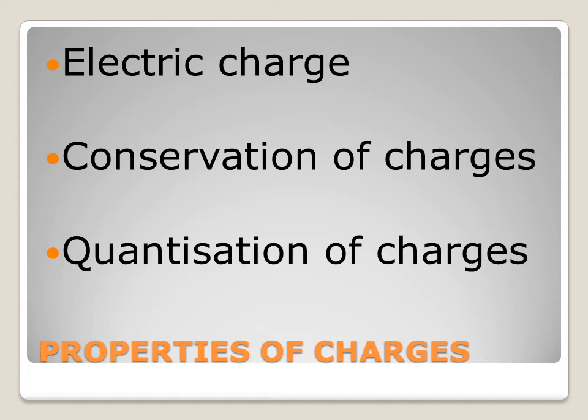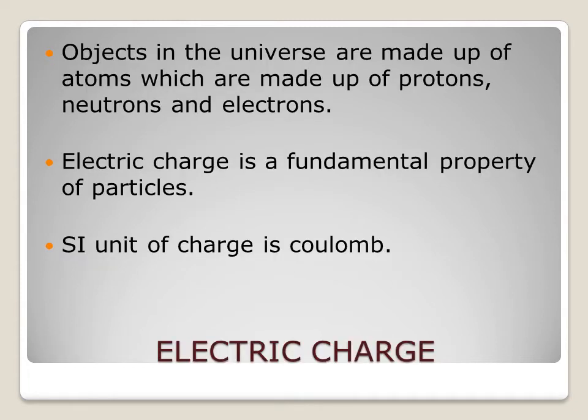If you see the properties of charges, the first one is electric charge, the next one is conservation of charges, and the third one is quantization of charges. The first one, electric charge. Objects in the universe are made up of atoms which are made up of protons, neutrons, and electrons. Electric charge is a fundamental property of particles. So every particle will produce a charge. The SI unit of charge is the coulomb.